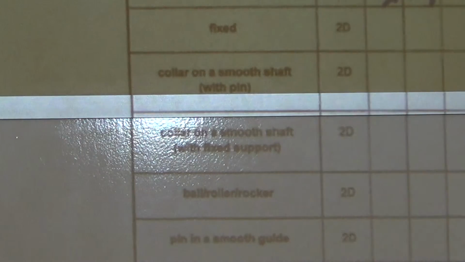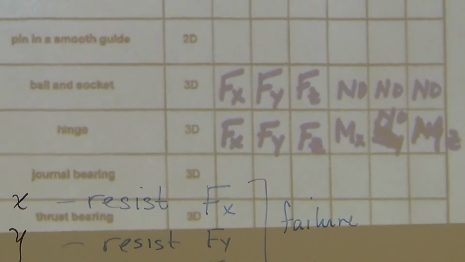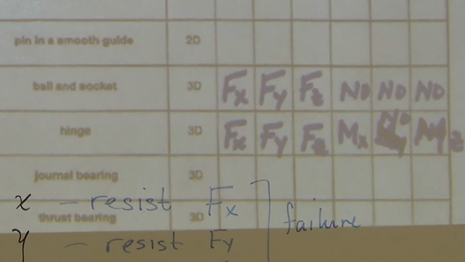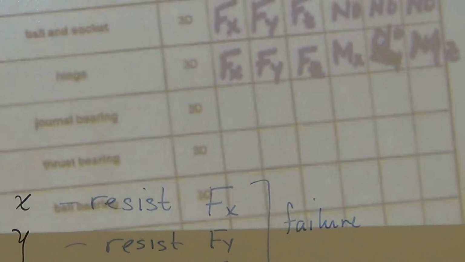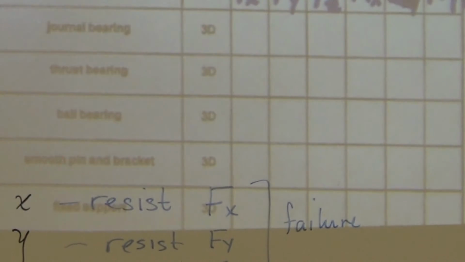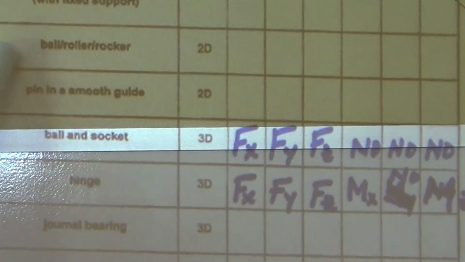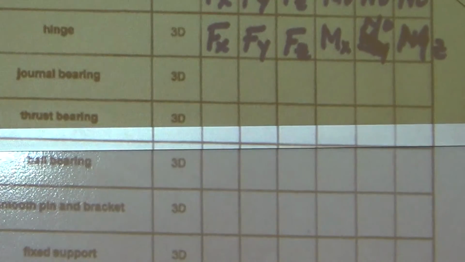So it's important for us in statics, when we're first being introduced to connections, to be comfortable with the most popular connections that are used. And they're all on this table. So a pin, a fixed support, a collar on a smooth shaft with a pin, a collar on a smooth shaft with a fixed support, ball or roller or rocker, a pin and a smooth guide, ball and socket, hinge, journal bearing, thrust bearing, ball bearing, smooth pin and bracket, and fixed support. We need to be comfortable with all of these.